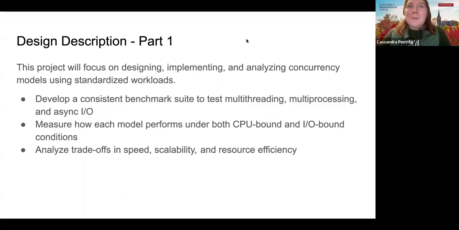I'll give a quick overview of our project. We designed, implemented, and evaluated multiple concurrency models using a standardized set of workloads. To compare them fairly, we built a benchmark suite that runs the same tasks across multi-threading, multiprocessing, and async IO. We measured how each model performs under CPU-bound and IO-bound conditions and analyzed the trade-offs in speed, scalability, resource efficiency by looking at metrics like latency, throughput, and resource usage. Next, we'll walk through the specific workloads in our experimental setup.